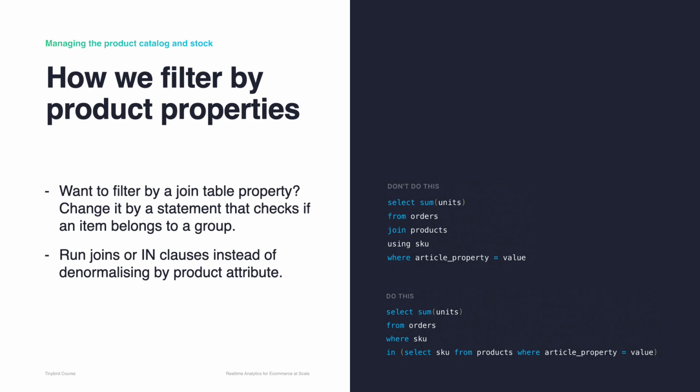In general, we don't denormalize any product attribute, well, almost no product attributes. We always try to run joins or in clauses. The main reason is to be able to easily add more filters by product. For example, adding tags per product this way is really easy. Simply change a small dimensions table. Otherwise, you would have to regenerate the full orders table, a very expensive task.